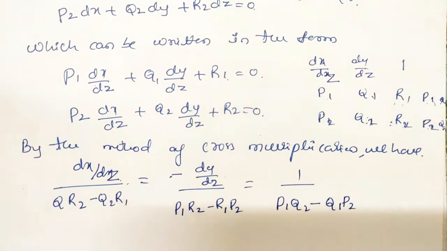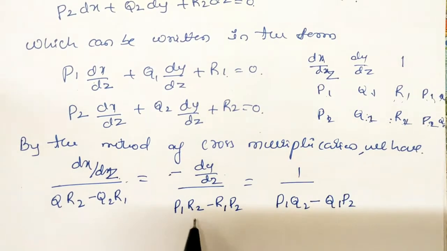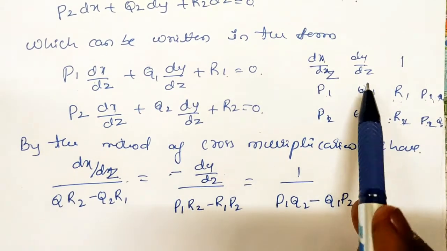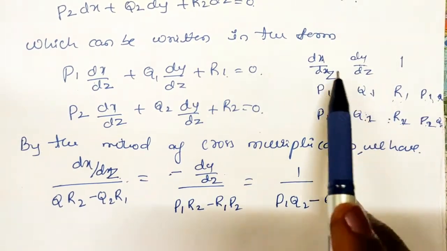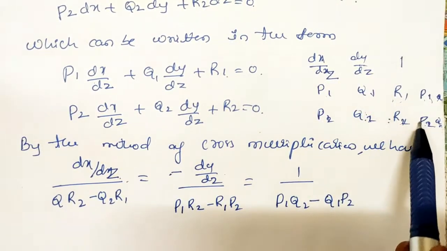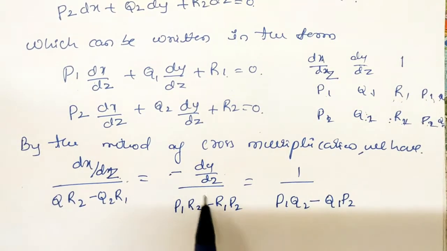This is the method of cross multiplication. I hope all of you know this one, isn't it? Okay, if you don't want to take this minus sign, what you do is leave this column and row, then go like this, r1 p2 minus r2 p1, then it will become plus.